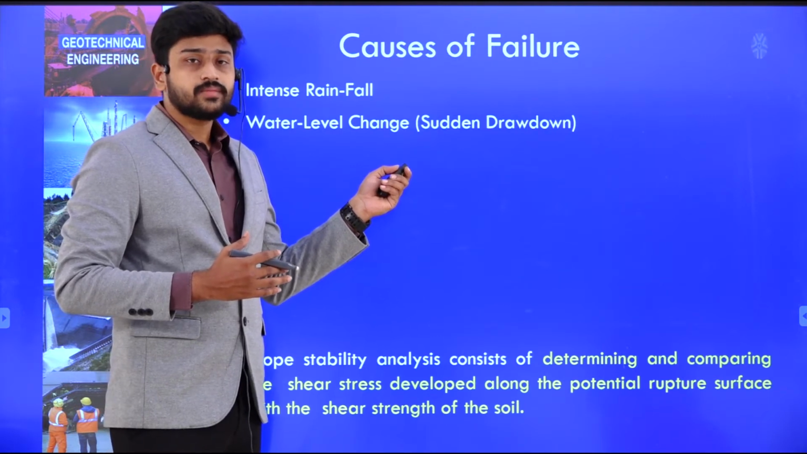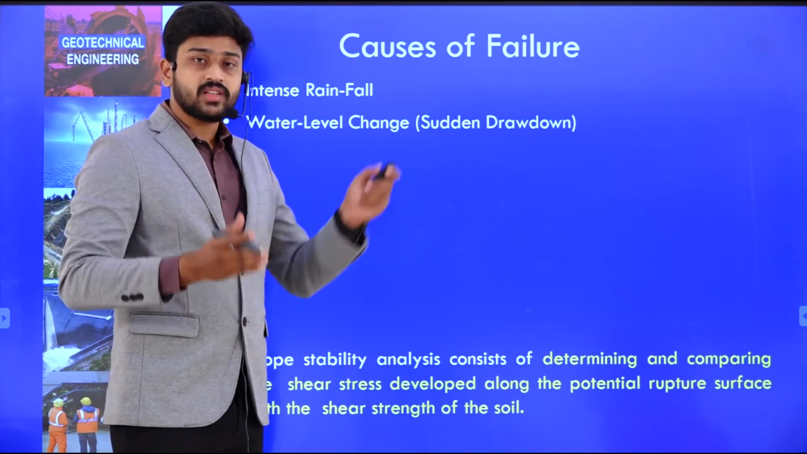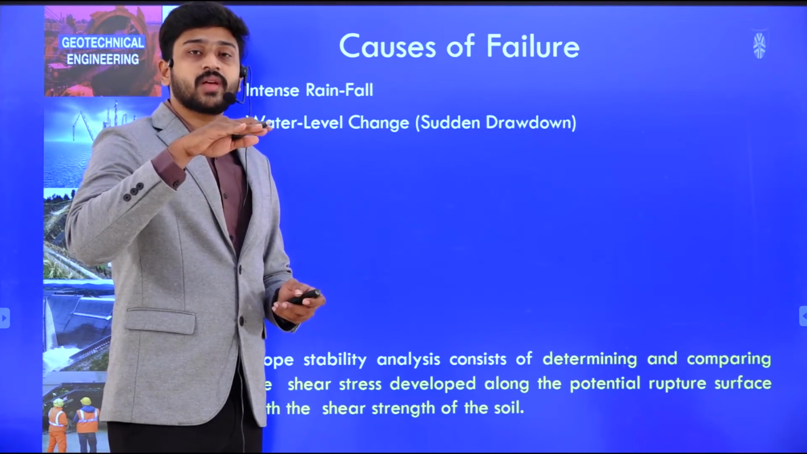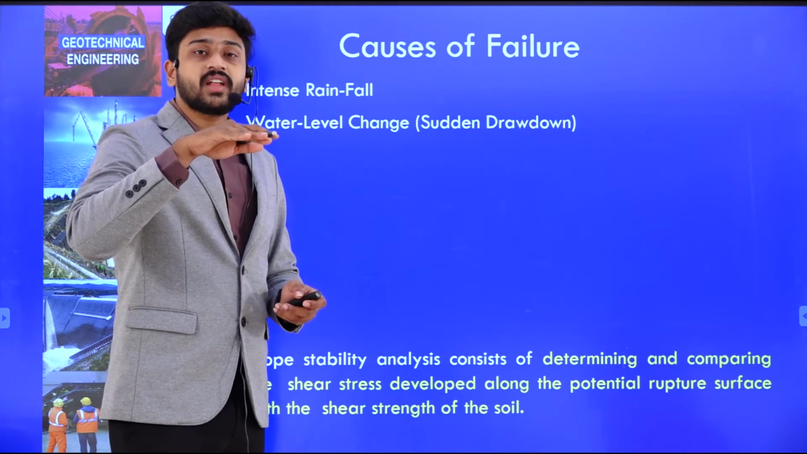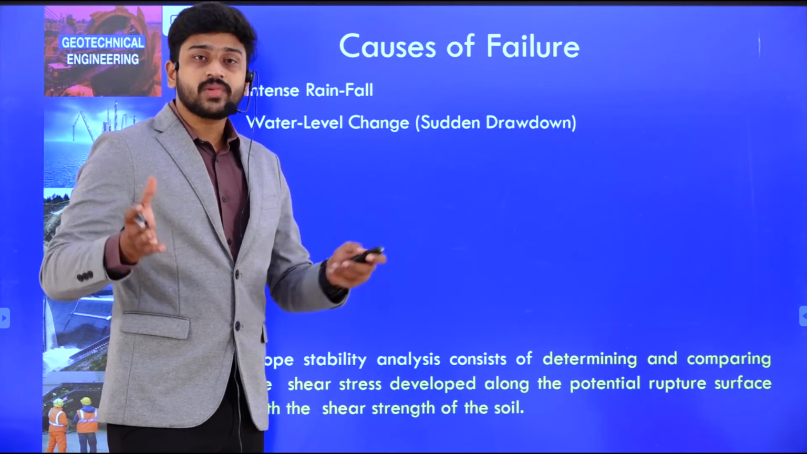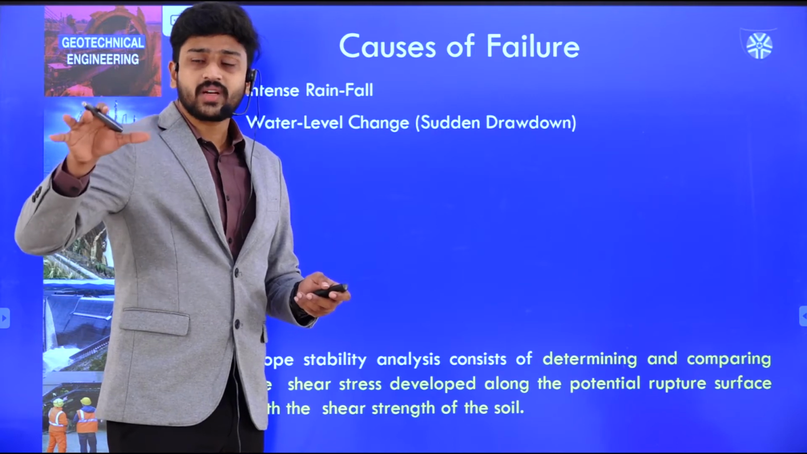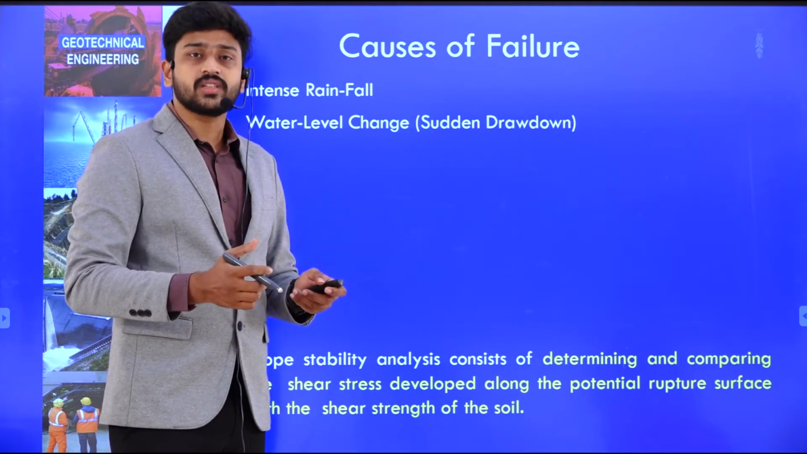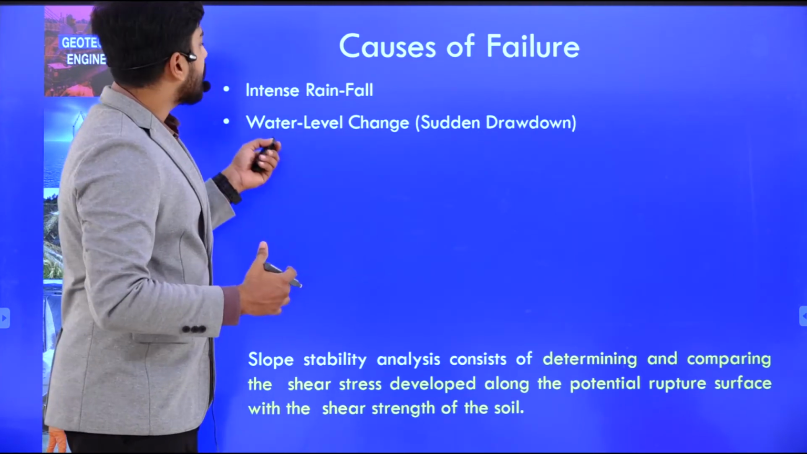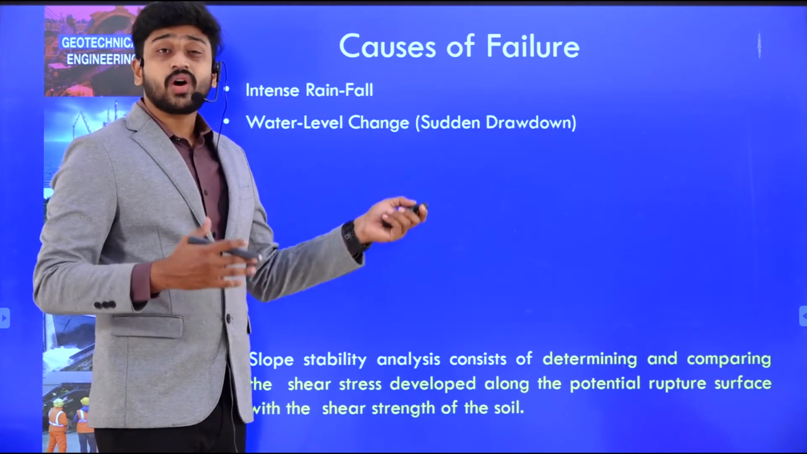Imagine there is some reservoir, and beside it there is a sloping surface. At a certain period of time the level of the water is very high, and within 10 or 20 days the water level has gone gradually down. What happens to the surrounding soil beside that? The saturated soil will now tend to become dry, and it may drag the soil along the sloping region. So that is one type of failure. We'll look at it in more detail. As I've stated, the causes may be either intensive rainfall or the water level change or the sudden drawdown.